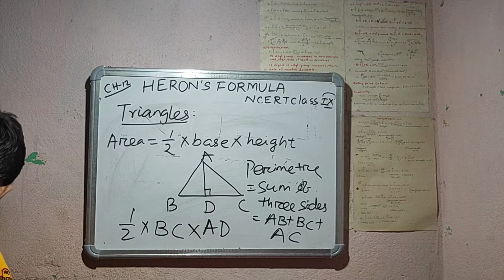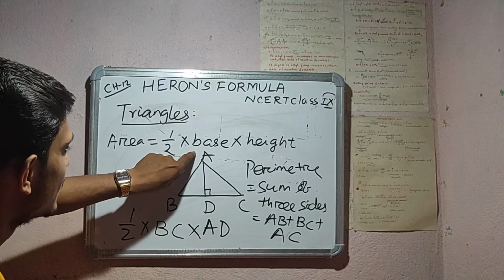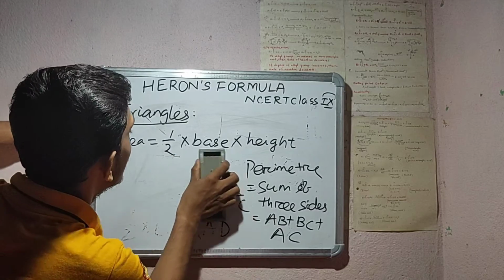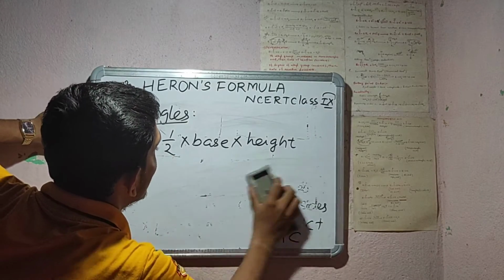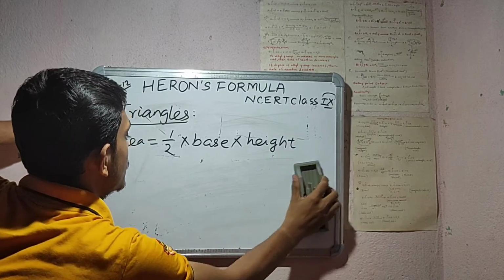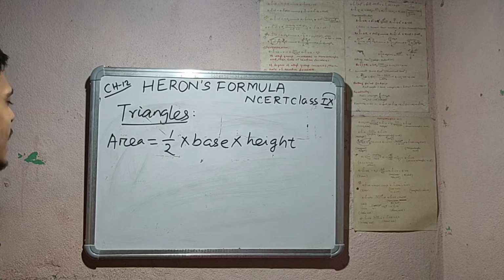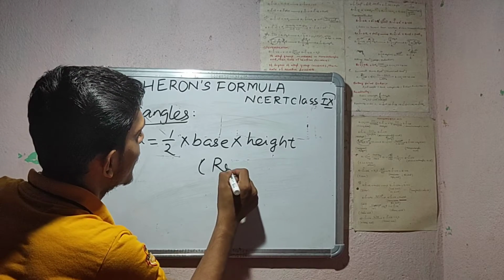But it is seen that this formula is mainly applicable for right angle triangles, also equilateral or isosceles triangles, but mainly for right angle triangles.